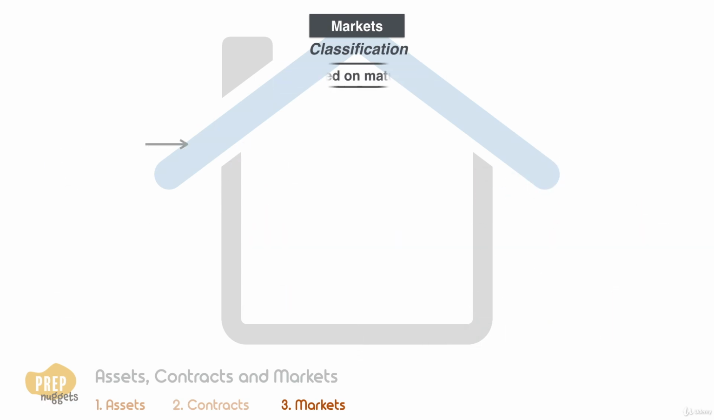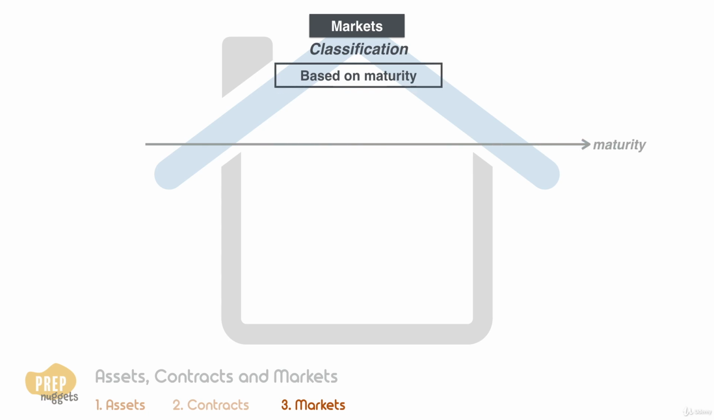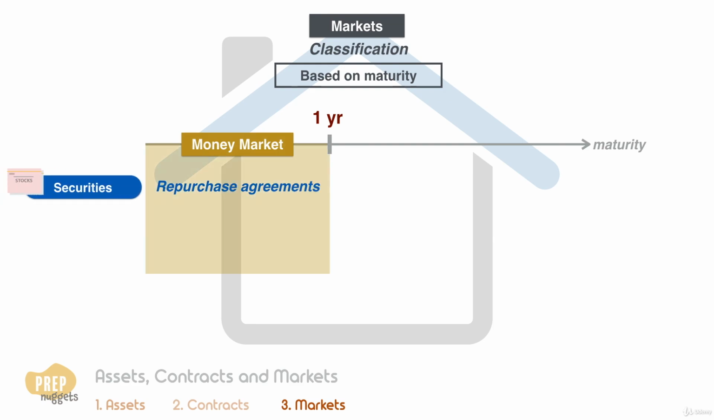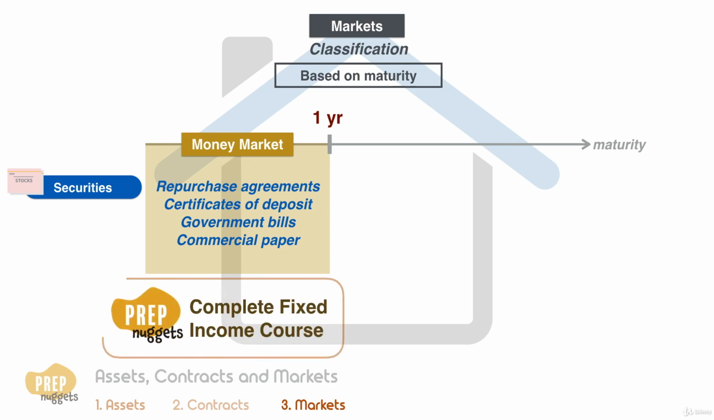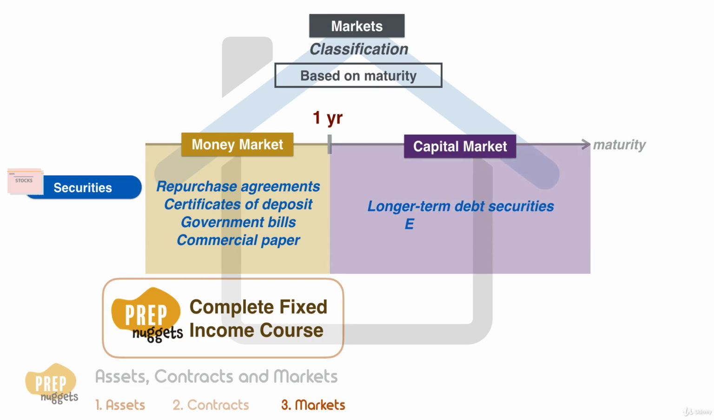Markets can also be classified by maturity. Money markets refer to markets for debt securities with maturities of 1 year or less. The most common such instruments are securities such as repurchase agreements, negotiable certificates of deposit, government bills, and commercial paper. All these are debt securities and are covered in the fixed income course. In contrast, capital markets refer to markets for longer-term debt securities and equity securities that have no specific maturity date.